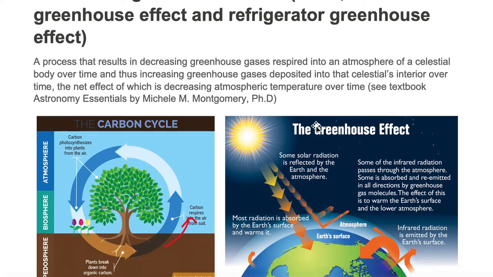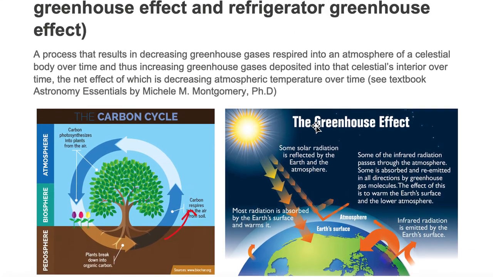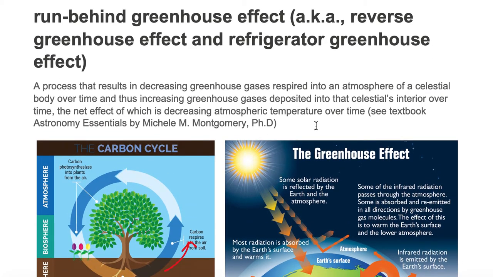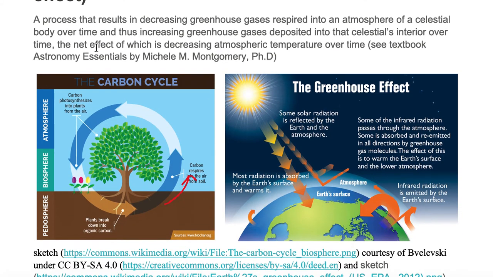Let's break down this definition. So a run-behind greenhouse effect, or a reverse greenhouse effect, or refrigerator greenhouse effect starts with a process that results in decreasing greenhouse gases respired into an atmosphere of a celestial body. So we just have a small amount of gases coming out each day from the ground into the atmosphere of a celestial body. Let's look at the second part.